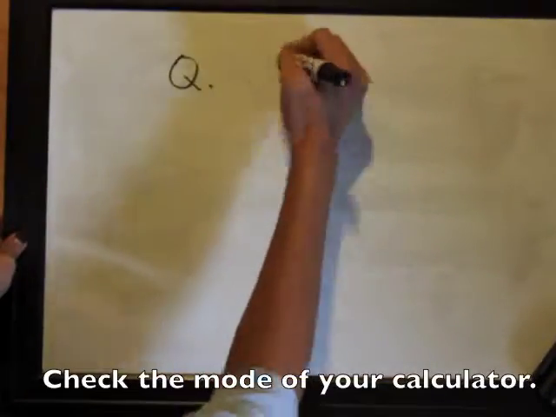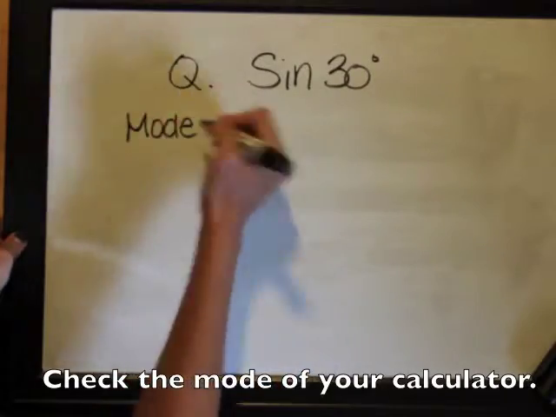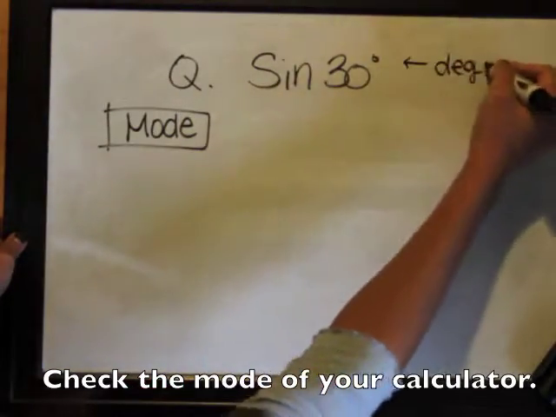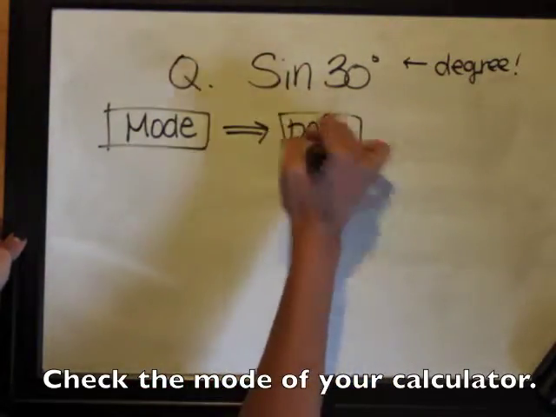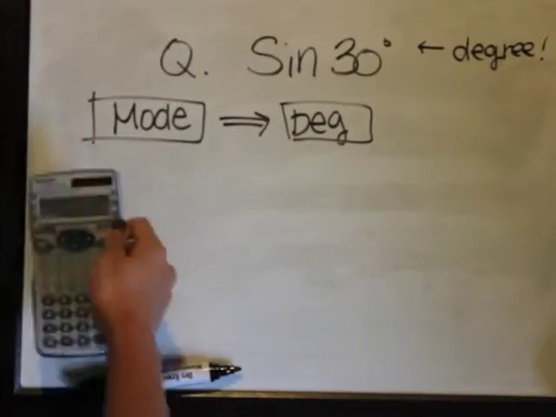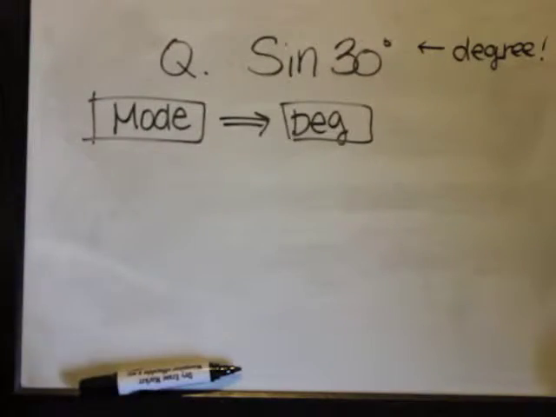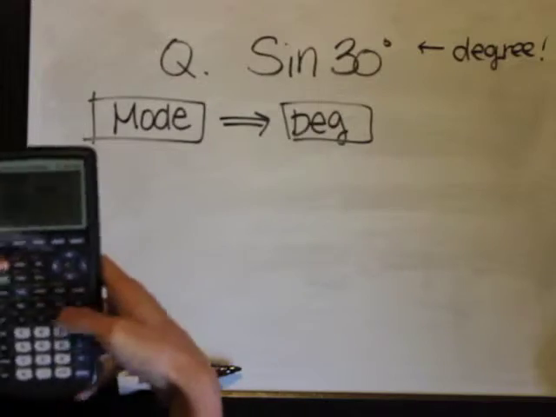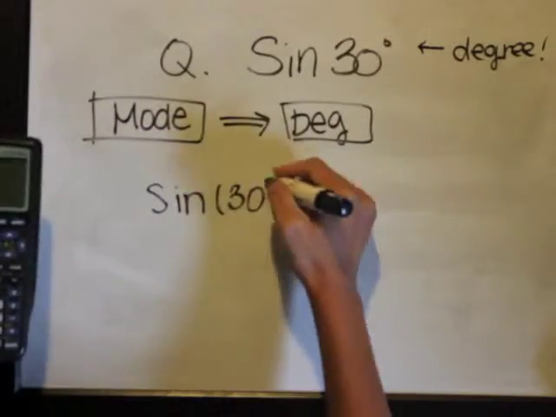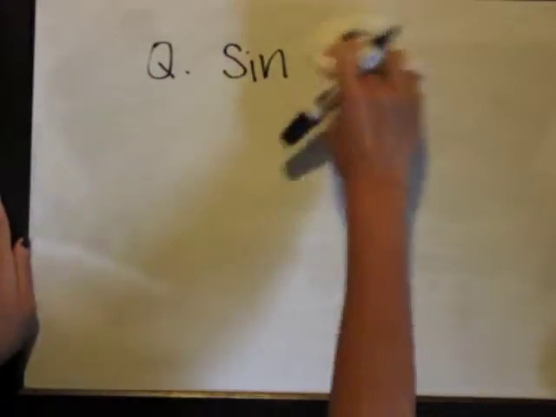So here's a question we're going to look at, sine 30 degrees. First thing you're going to notice is the angle that's given to you is in degrees, so change the mode into degree on your calculator, and then type in sine 30 and hit enter. And we get 0.5.